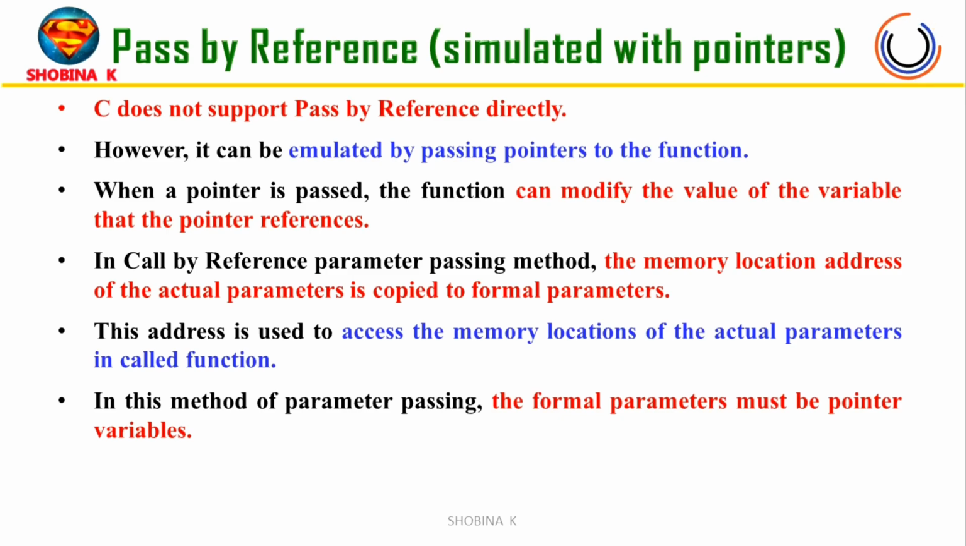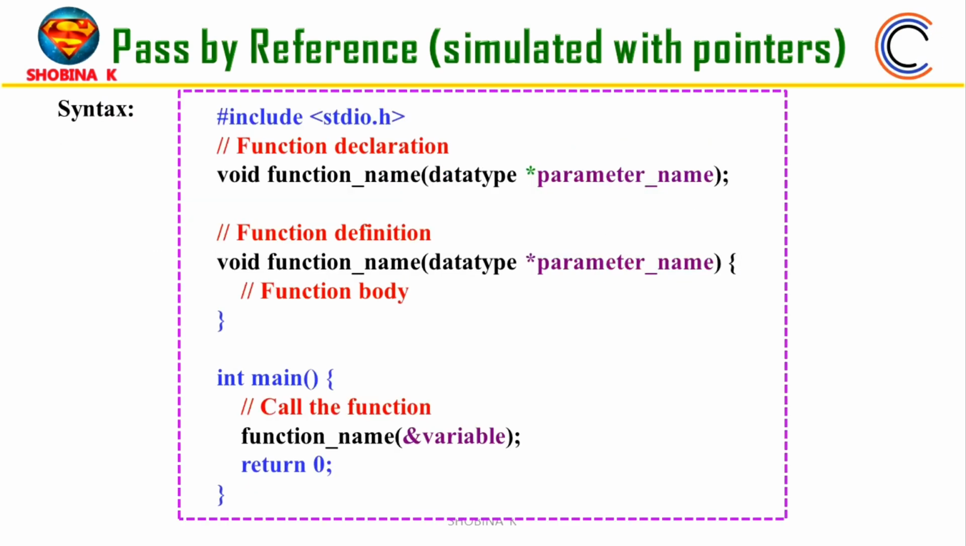C does not support pass by reference directly. However, it can be done by passing pointers to the function. So when a pointer is passed, the function can modify the value of the variable that the pointer references. In the pass by reference method, the memory addresses of the actual parameters are passed to the formal parameters. The formal parameters must be pointer variables to hold the addresses of the actual parameters. Changes made to the formal parameters will directly affect the actual parameters because the formal parameters point to the memory location of the actual parameters. Now look at the syntax.